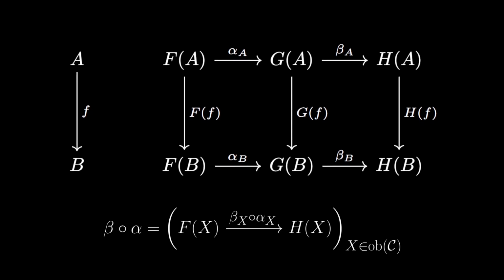With this, it's clear that identity natural transformations leave other natural transformations unchanged under vertical composition, as one of the components will just be the identity.